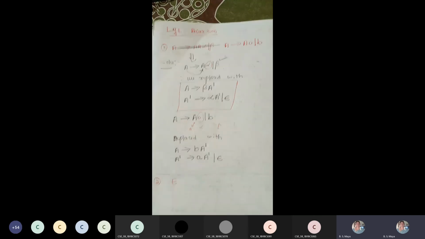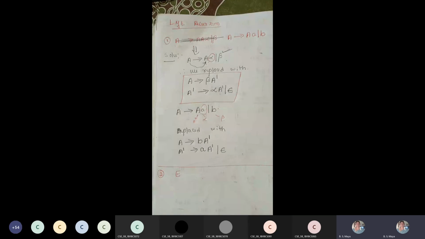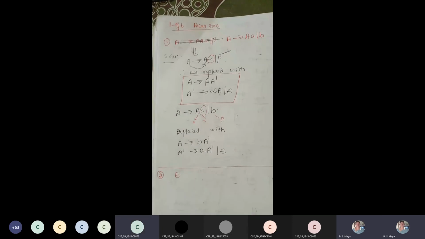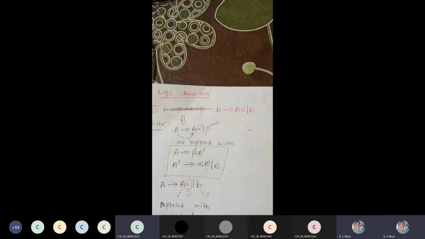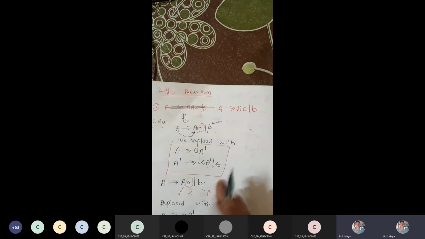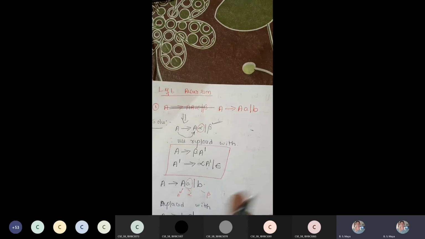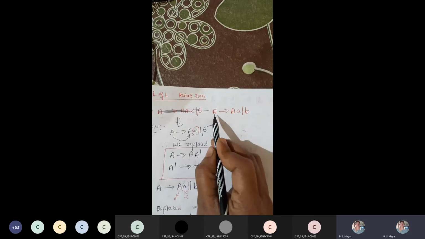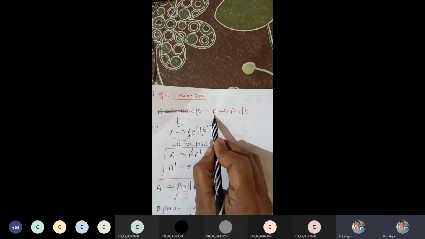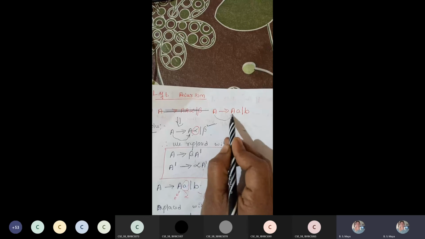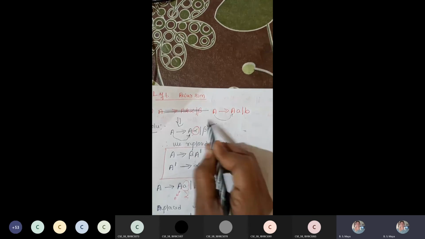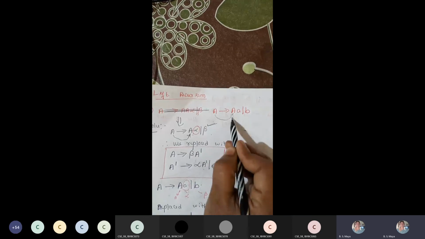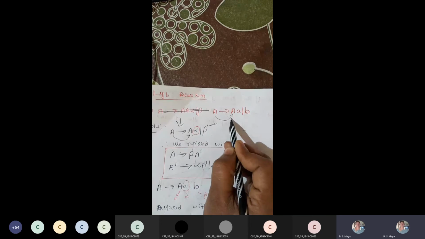Let me explain how we come to know it is a left recursion. First step, you have to understand what left recursion is. This is your algorithm. According to the rule, we are replacing. If it is left recursion, this is the head of the production, and the same symbol appears immediately after the arrow mark. Then I can say the grammar has left recursion.